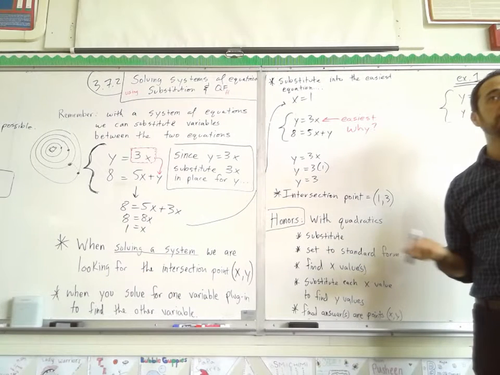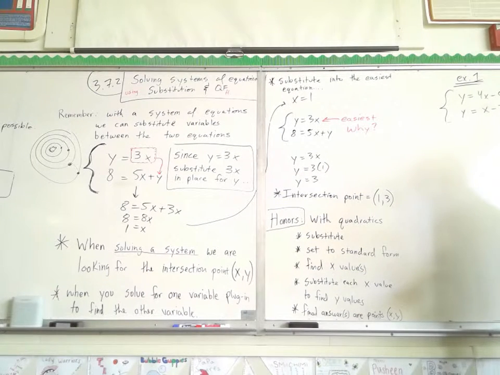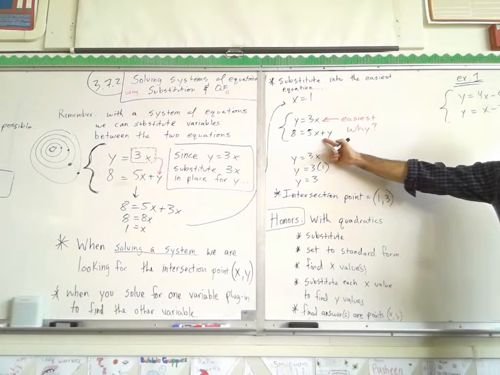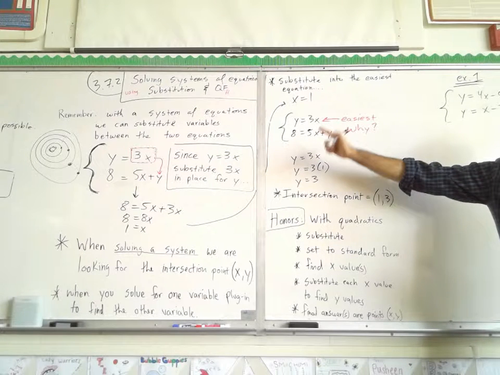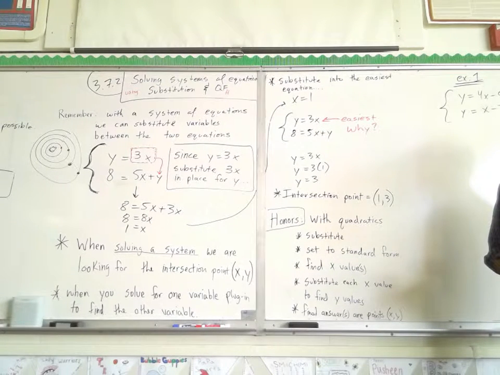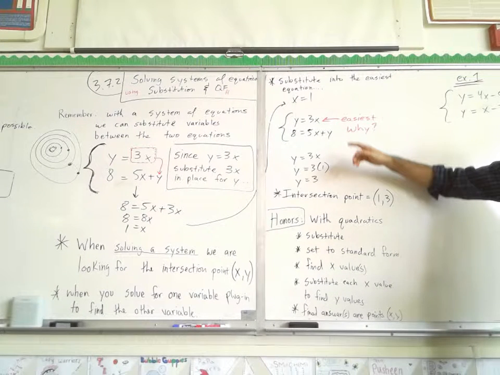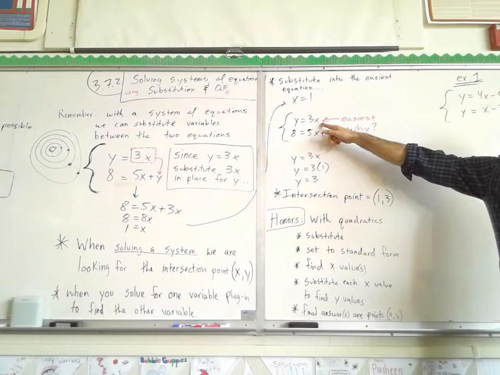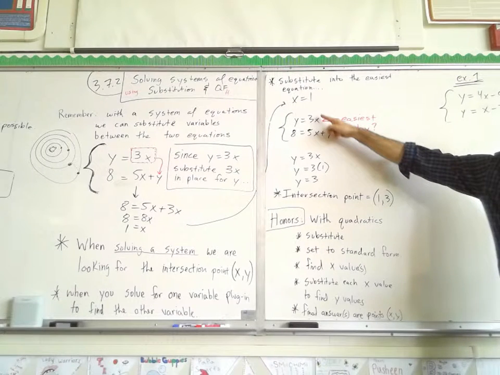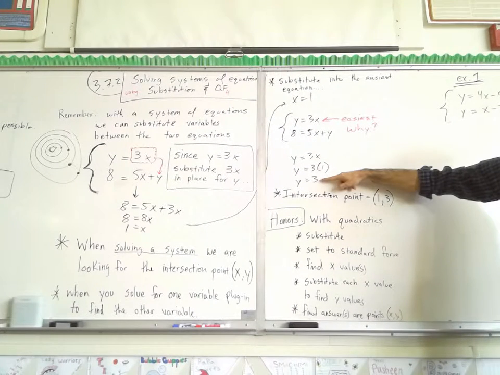There's only one step. There's one step, right? Here, we'd have to multiply by 5. We'd have to move everything over. We'd have to do a little bit more. So I want you to look and see path of least resistance. I know that the easiest one is y is equal to 3x. So look what I did. I plugged my 1 for x in, and I get y is equal to 3. There's my intersection point. Okay.